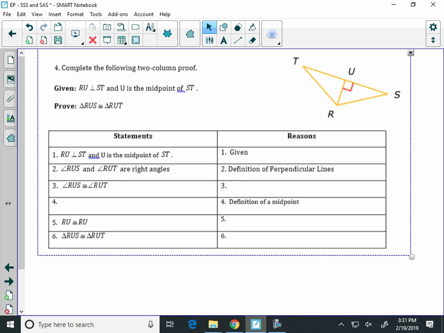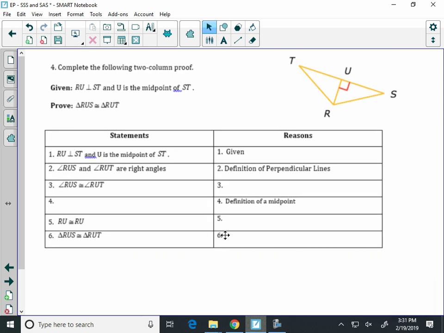So if we take a look at problem number 4, again, we're going to complete the following two-column proof. We were given that RU is perpendicular to ST and U is the midpoint of ST. And we're going to prove that these two triangles are congruent. This is a partially filled out proof, so a lot of the statements and reasons are filled in for us. We just have to figure out the missing parts.